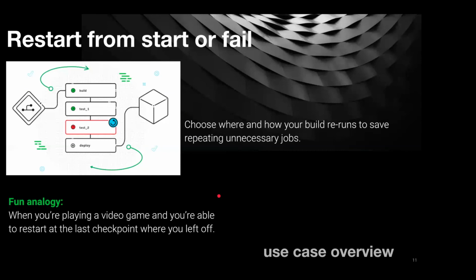So restarting from a failed job. Once you break your build, test, deploy pipeline into multiple jobs, it means that when something goes wrong, you don't have to rerun all of it. You can just rerun the things that failed. Like restarting from a save point in a video game.